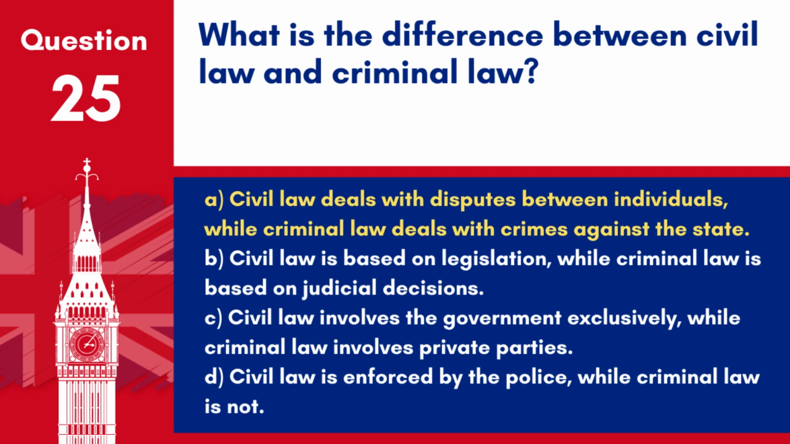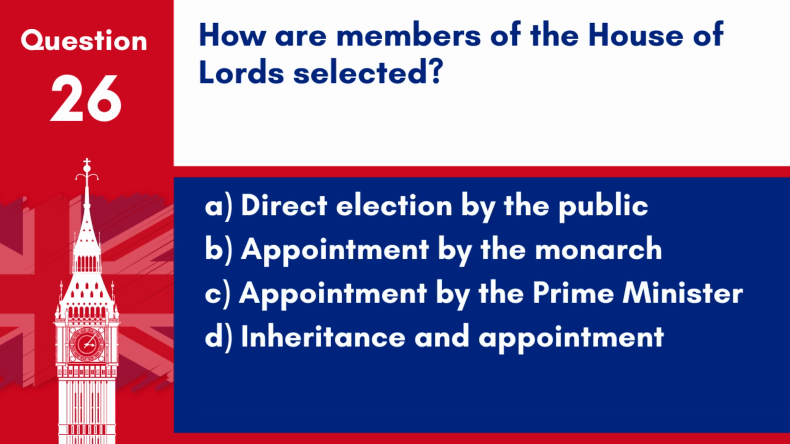Answer: A. Civil law deals with disputes between individuals, while criminal law deals with crimes against the state. Civil law resolves disputes between individuals or organizations, whereas criminal law pertains to crimes considered offenses against the state or the public.